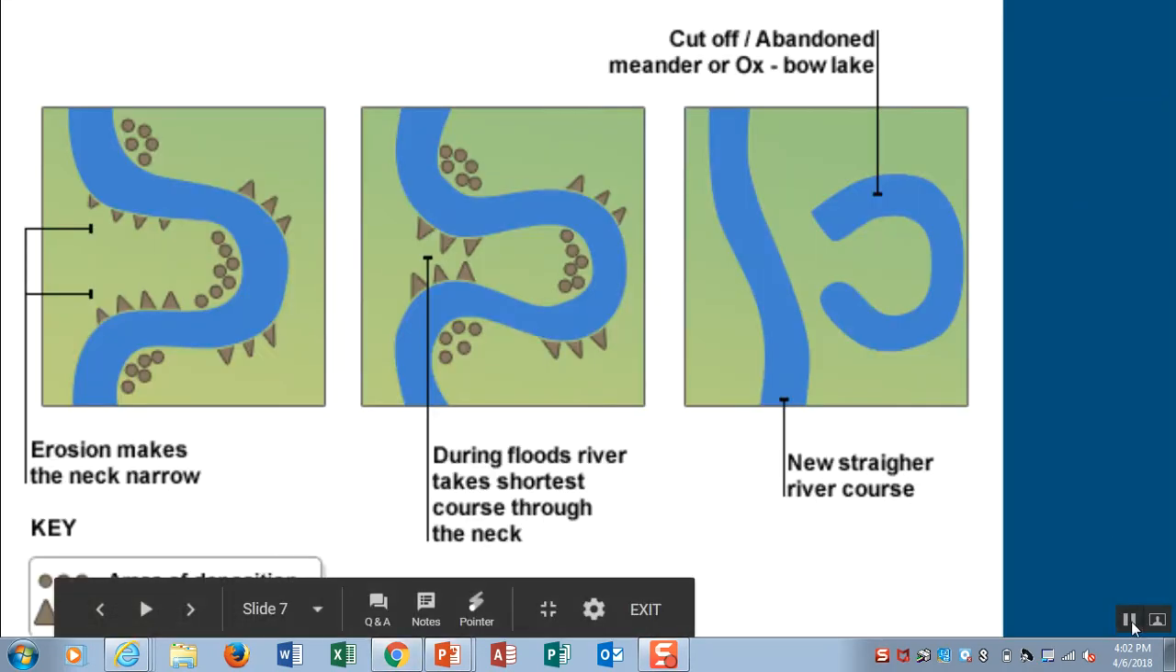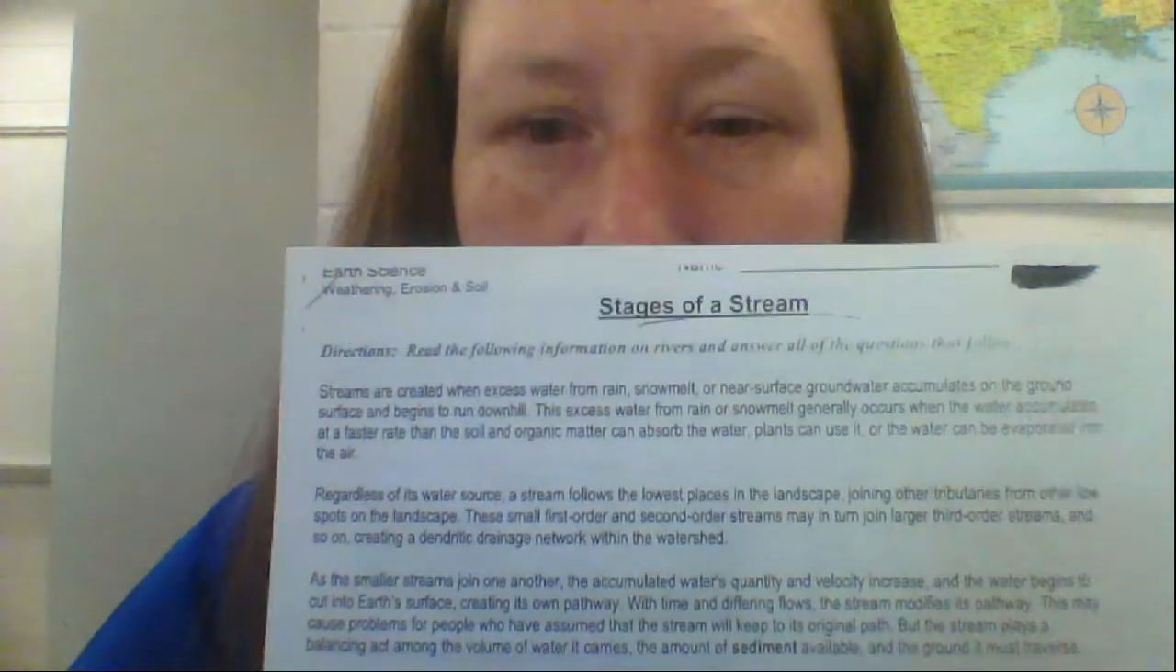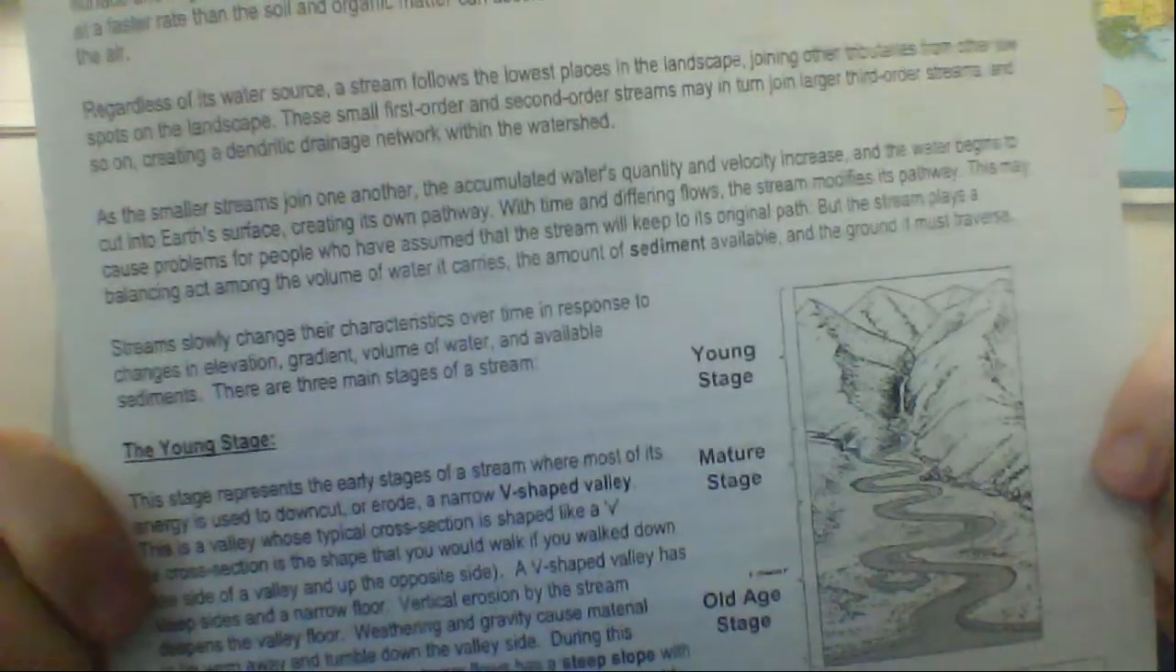So don't forget that if you haven't already done so, you want to finish the stages of a stream activity that we did in class. And then you also want to do your JLab, your SOL review assignment. You want to make sure you get that in because, like I talked about in class today, there is no late work accepted on that SOL assignment. So it is due on April 12th.